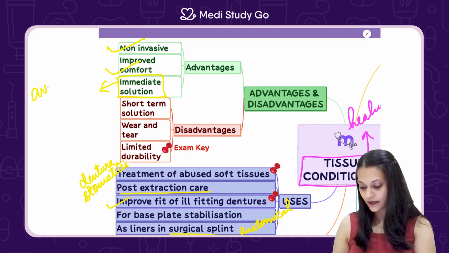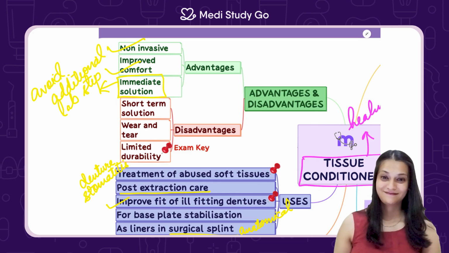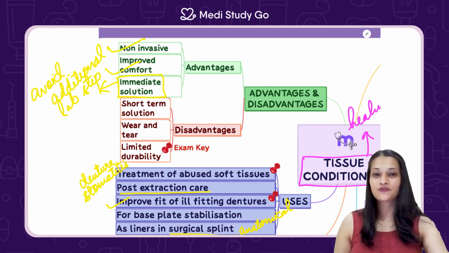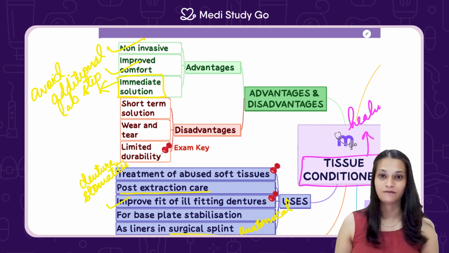So this is going to avoid an additional laboratory step. So this is an advantage, but this is not going to last for a very long time. If you think, okay, let me just use a tissue conditioner or a soft liner and let the patient just adjust, instead of a fixative, I gave this. No denture adhesive, let's use liners.